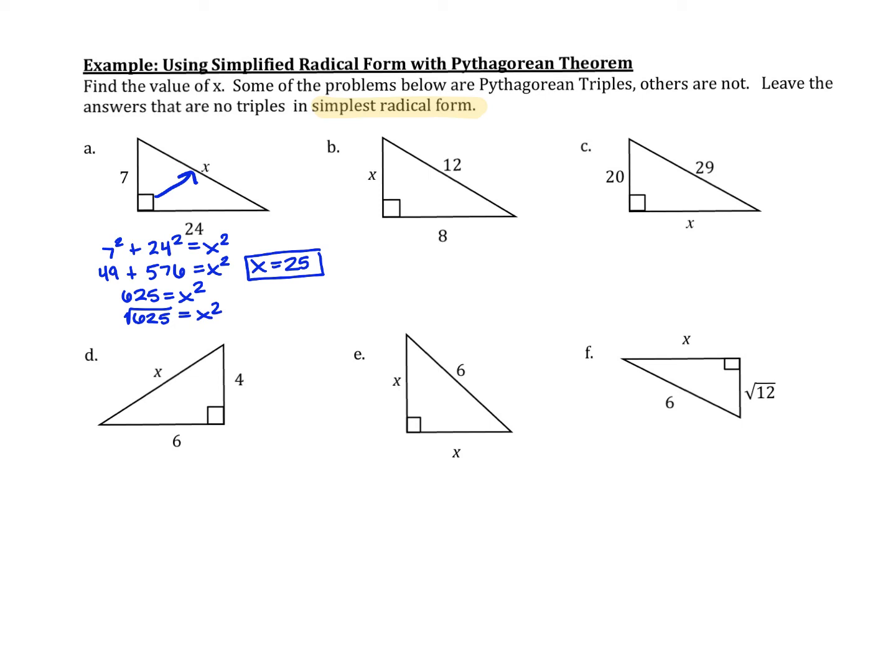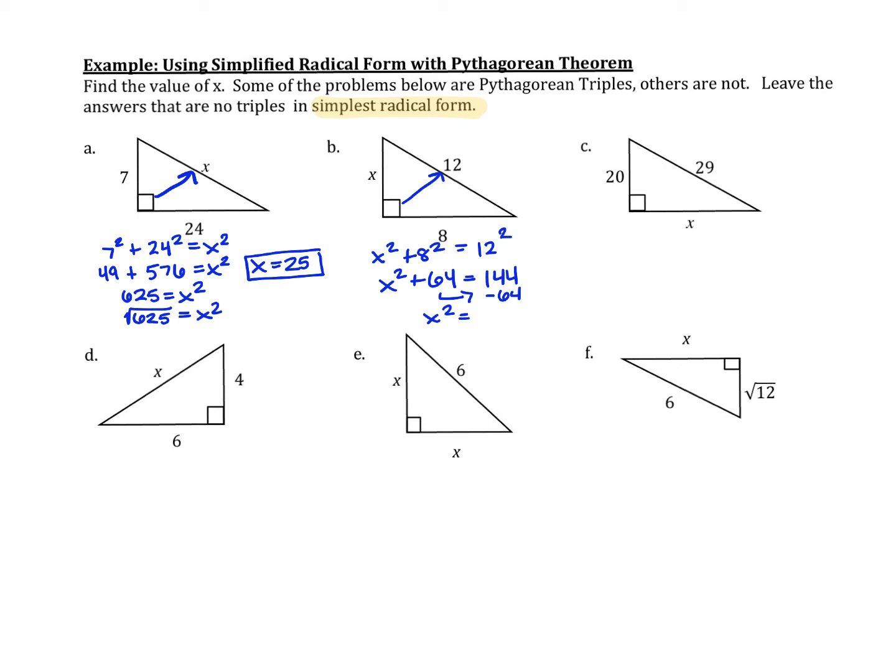So let's look at letter B. Your hypotenuse is 12. So we have x squared plus 8 squared is equal to 12 squared. So x squared plus 64 equals 144. So this one, we're going to have to subtract the 64 over to solve for x squared.